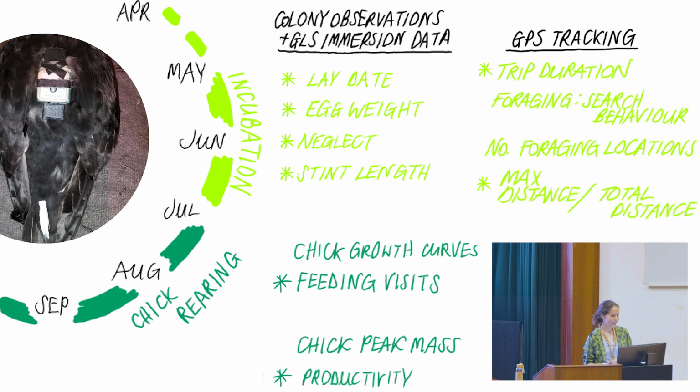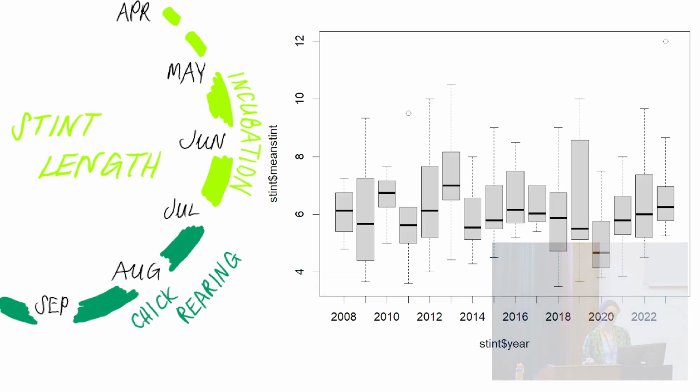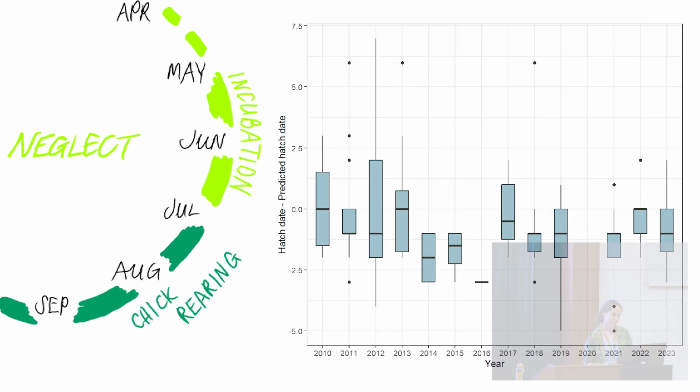Very disappointingly. Apologies for this graph. I managed to overwrite my data this morning. So in mean stint length, we don't find any differences between the different years. The same for neglect. So this measure is the hatch date minus the predicted hatch date. So if birds have neglected a lot, then you expect the hatch date to be a lot longer than the predicted hatch date.